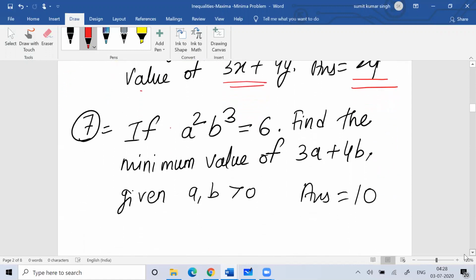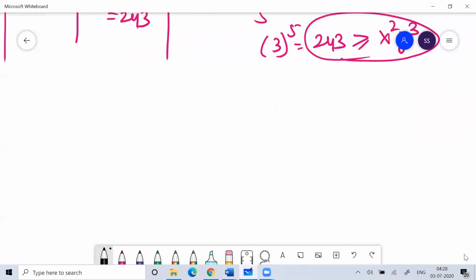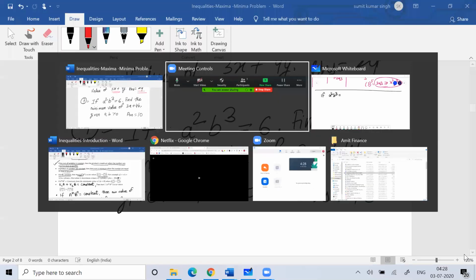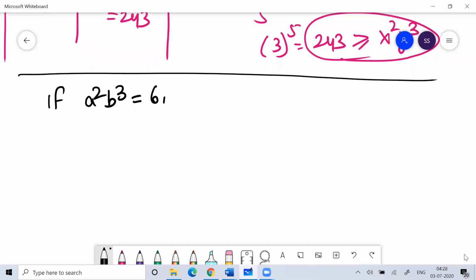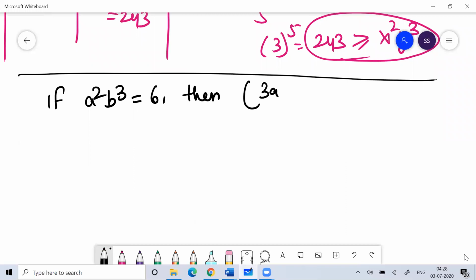Similarly, if a square b cube is 6, find the minimum value of 3a plus 4b. Here it is given that a square b cube is equal to 6, and I want the minimum value of 3a plus 4b. That minimum value I want. So how can I do that?